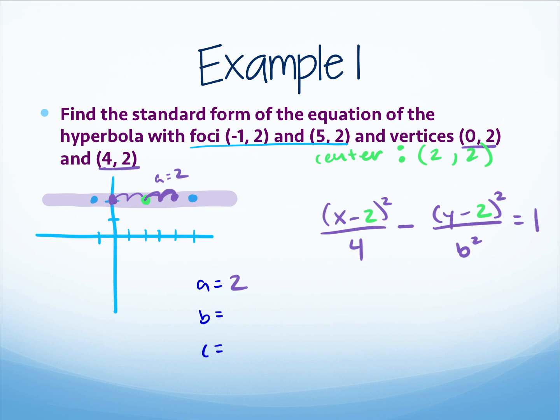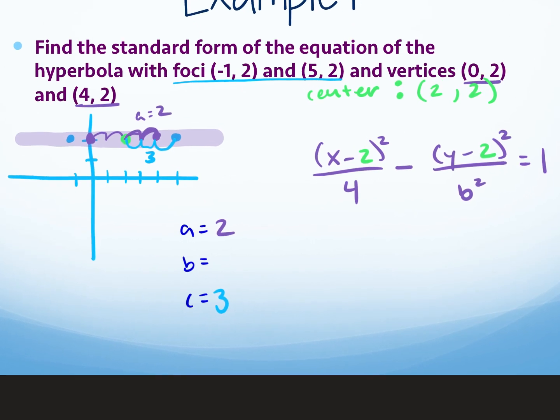B is the distance from the center to the co-vertices. Do I have the co-vertices? Nope. C is the distance from the center to the foci. Do I have the foci? Yeah. What's the distance from the center to the foci? 3. So C would be 3.